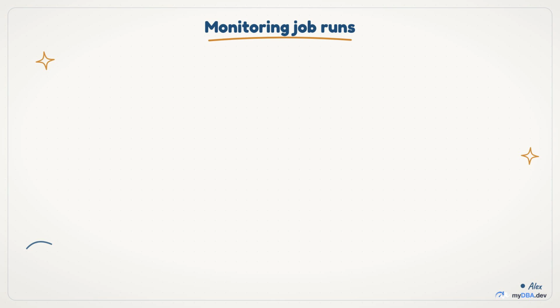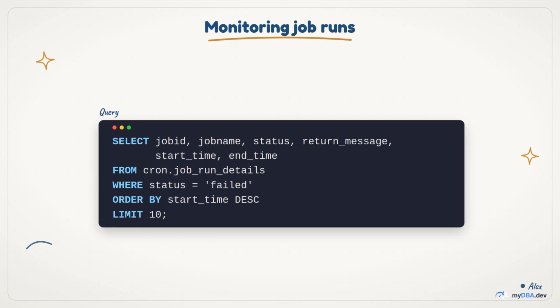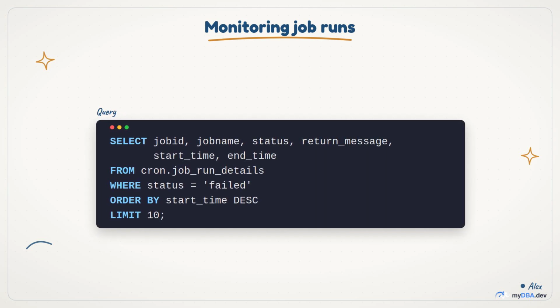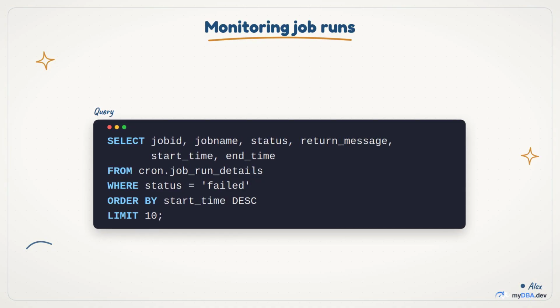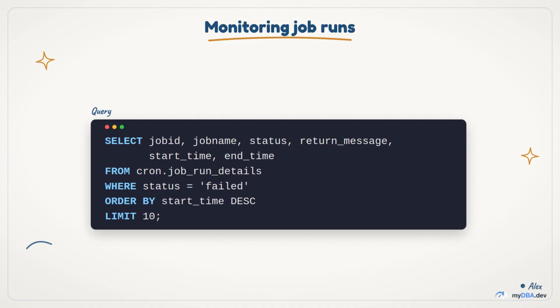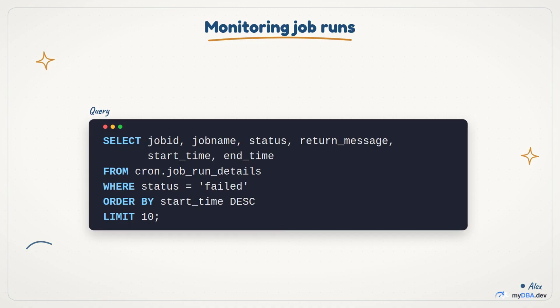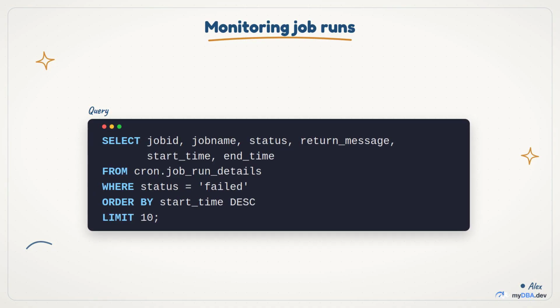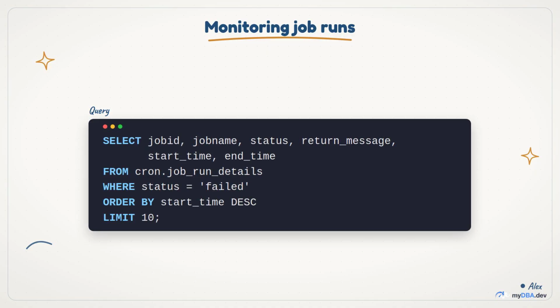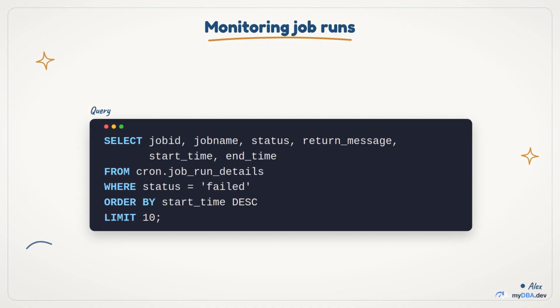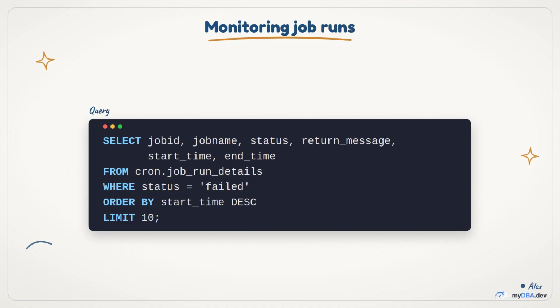Here's where it gets really useful. pgcron does not automatically log job runs to a table. You need to set up your own logging mechanism if you want detailed logs in a table like cron.job_run_details. Once you do, you get start time, end time, status, and return message, which is the actual error text if something failed. So you can query for failures, set up alerts, or even join this table with pg_stat_statements to track how long your jobs are taking over time.